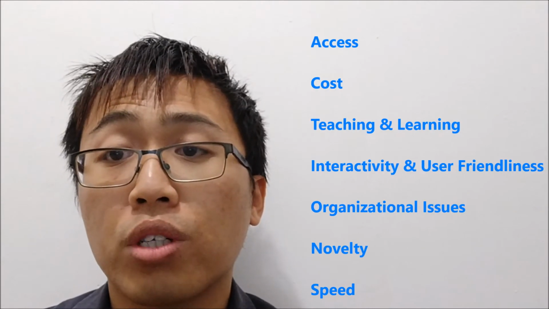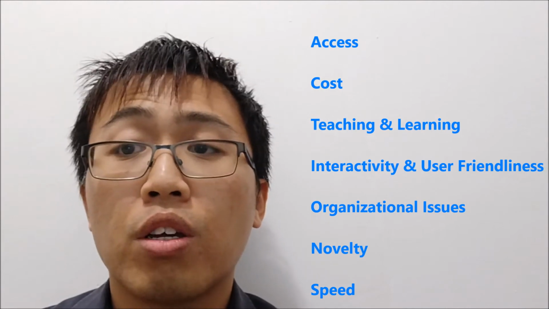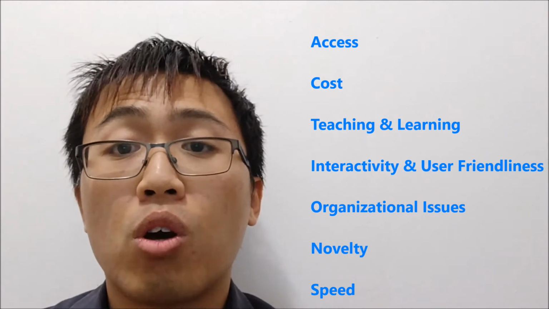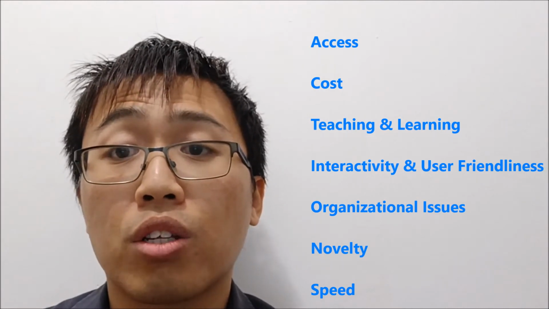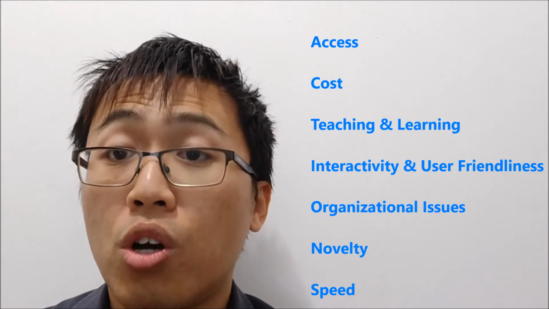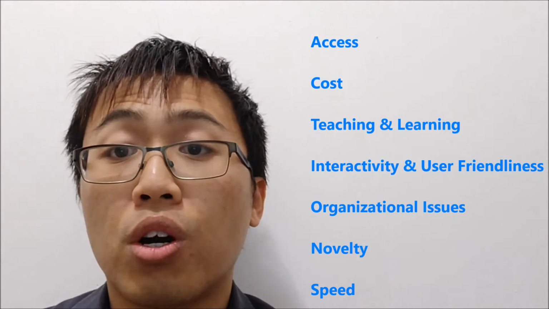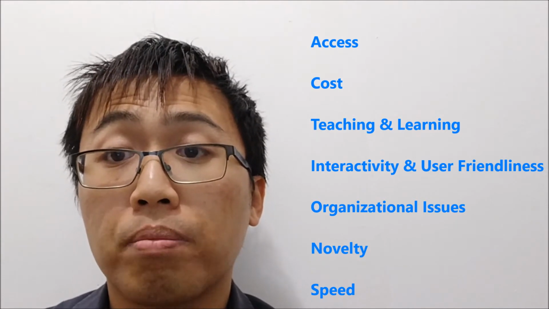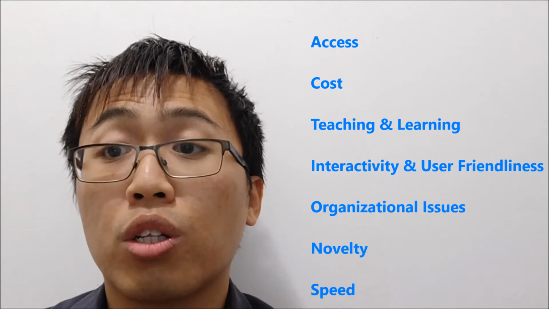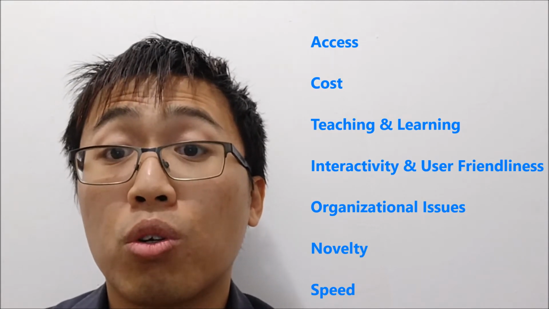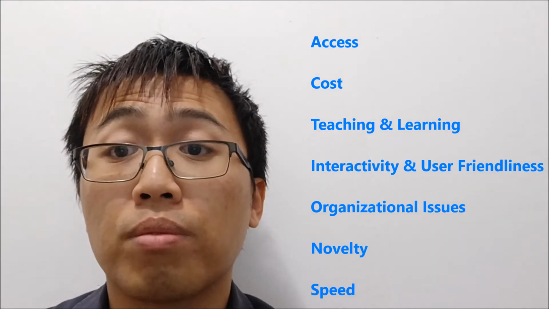Bates's ACTIONS model can help us with that selection. First, access. All users need to be able to access the technology. Second is cost. We are a public school board and we have to be conscious about the cost and the value that the technology can bring. Third, teaching and learning. In the end, it must support the learning and be able to assist in the teaching.